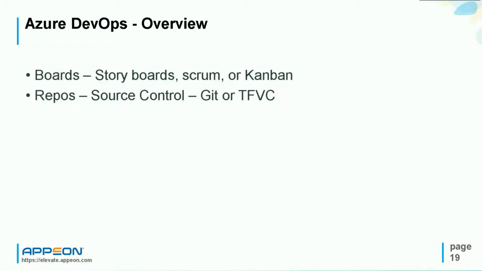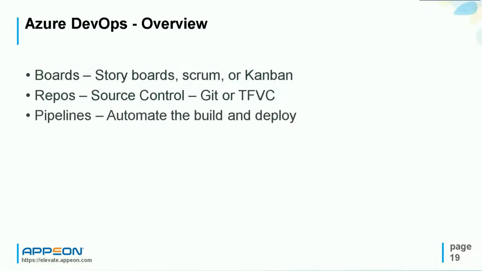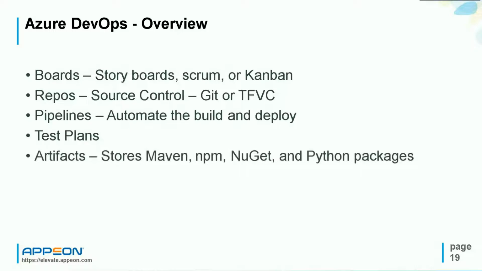Repos is the source control portion of Azure DevOps, and it supports Git or TFVC. Pipelines is the tool for automating your builds and automating your deployments. Test Plans obviously lets you define your tests and execute your tests. And Artifacts is a way to store packages.